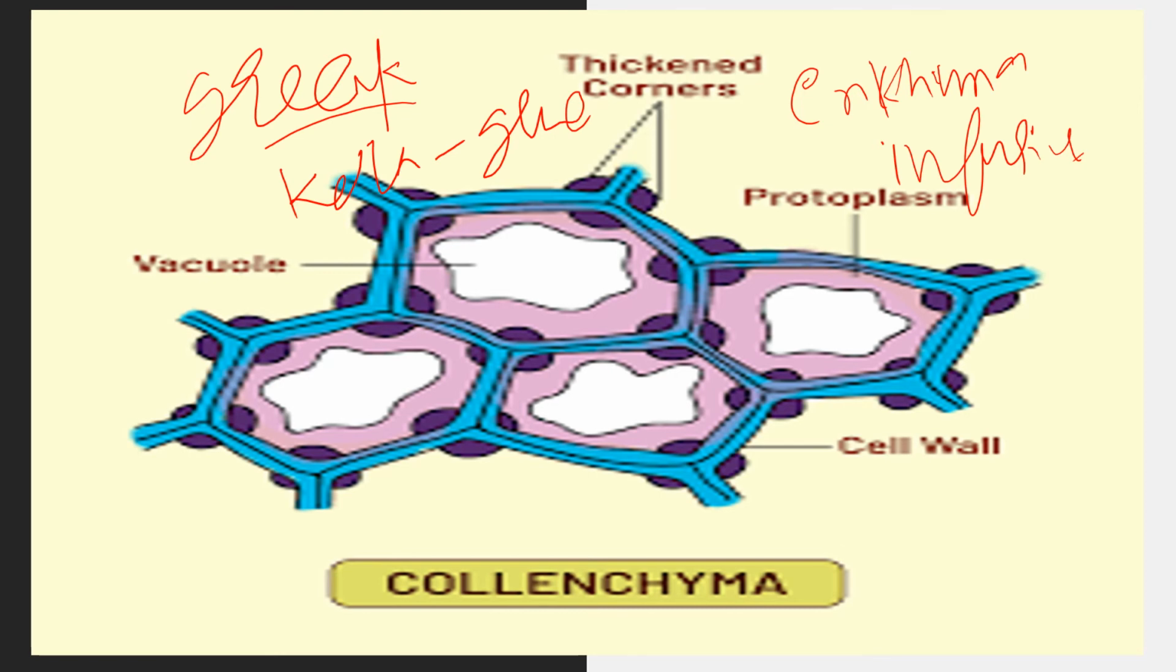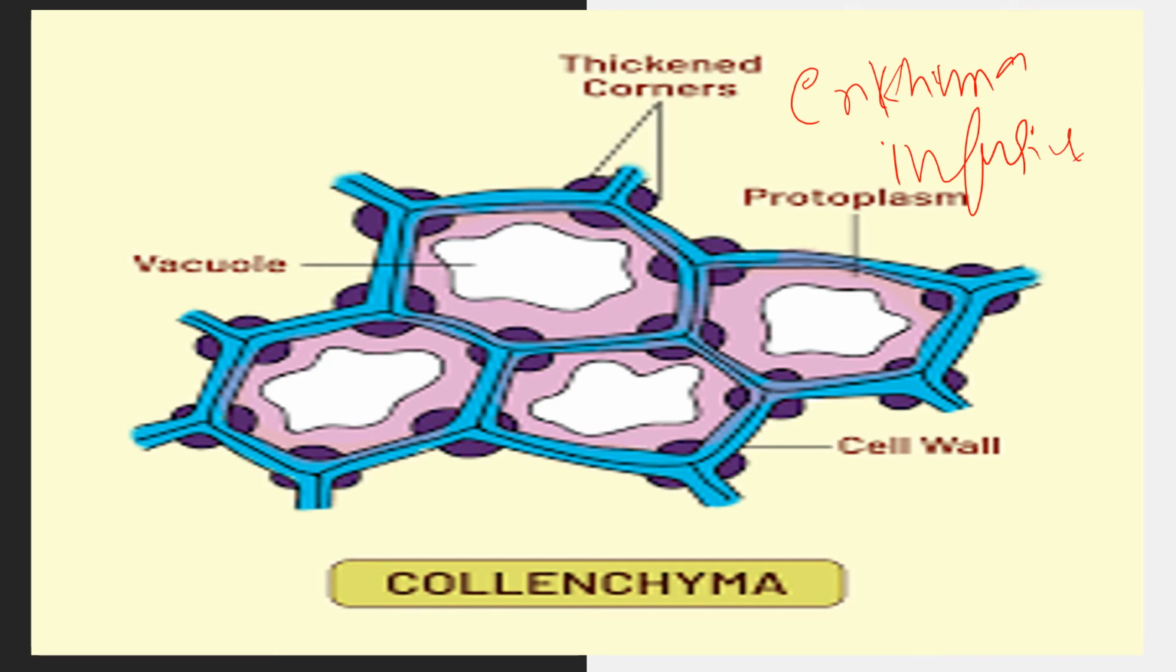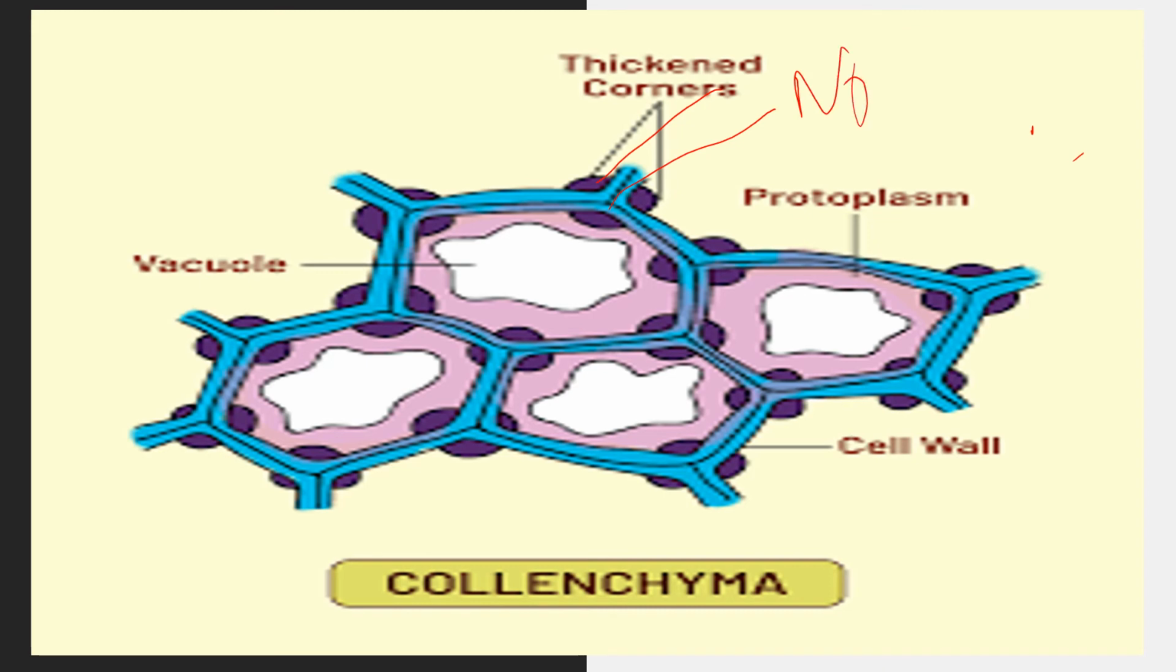Here we can observe the section. The transverse section is there, in which we can observe the difference from the parenchyma cells. Here we can see there is no intercellular space present, and we can also observe the thickening of the cell walls. There is deposition of cellulose at the corners of the cell.